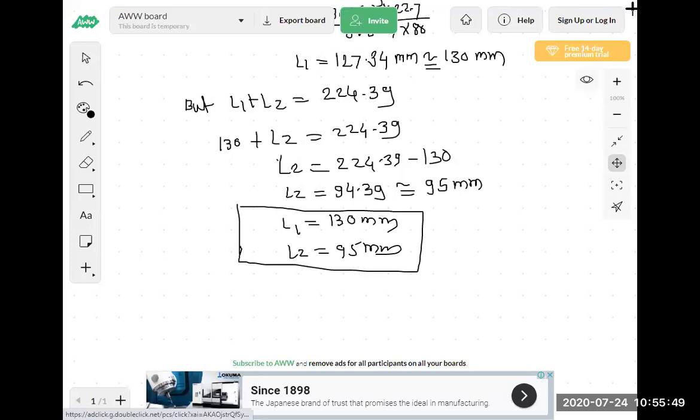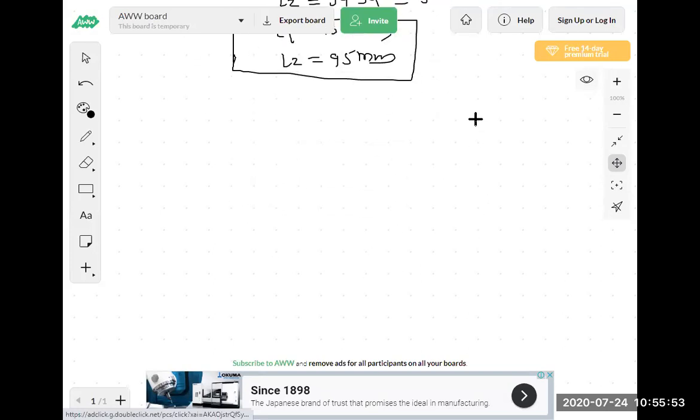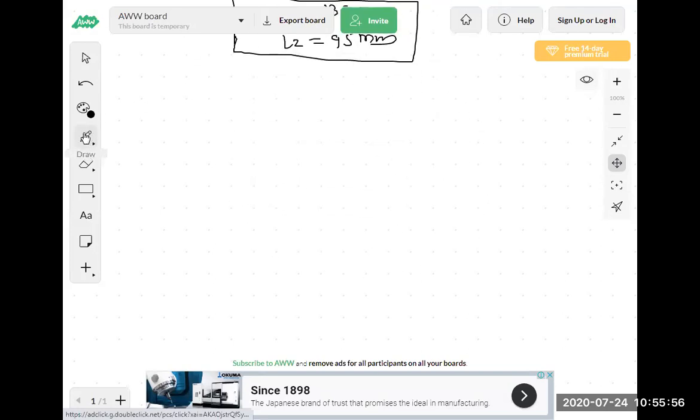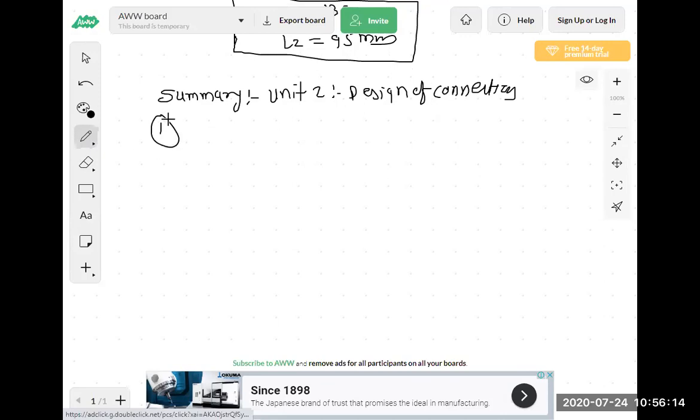Okay, so I will review the summary of what we have learned in unit number 2, that is, design of connections. Here we have seen there are two types of connection: bolted connection and welded connection.